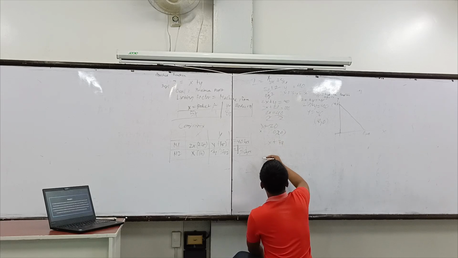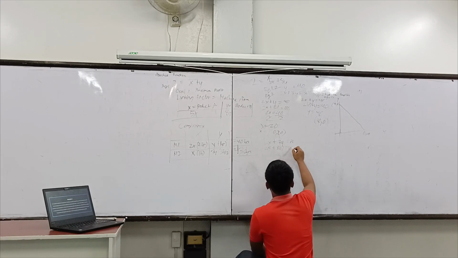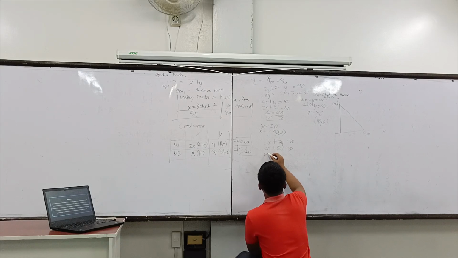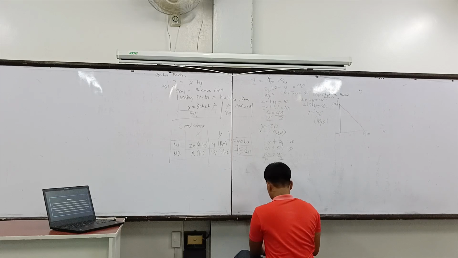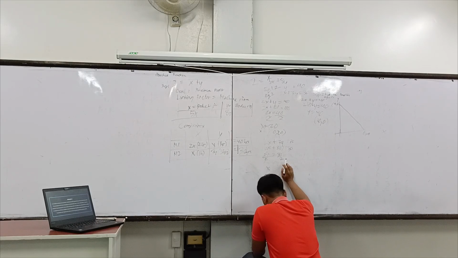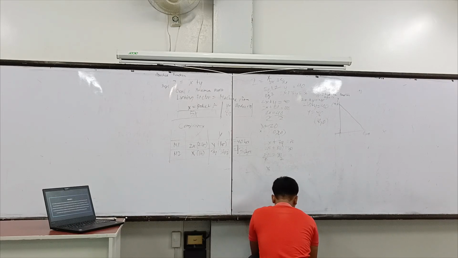2x plus 3y equals 30. Replace y with 0, so 2x equals 30, and to cancel the 2, we'll divide both sides by 2, and remain x. 30 divided by 2 is 15.